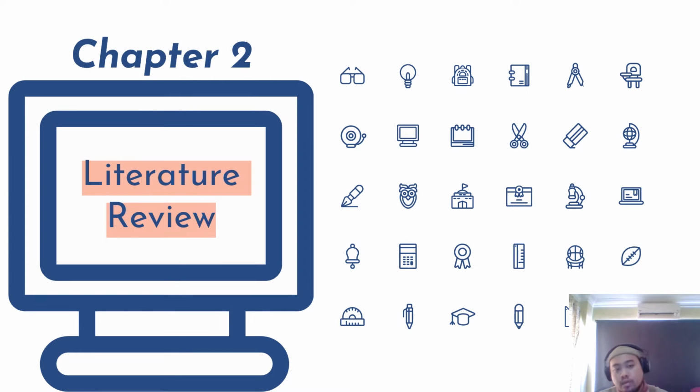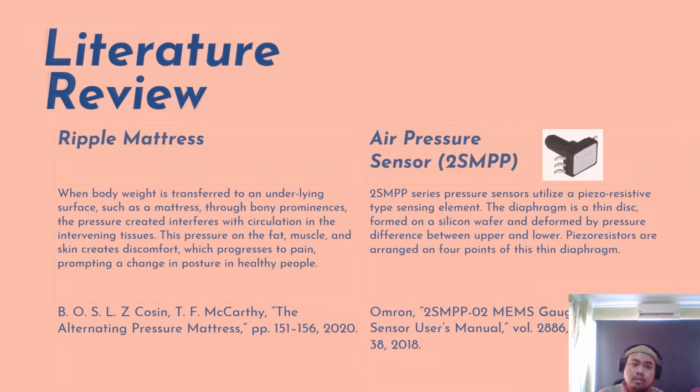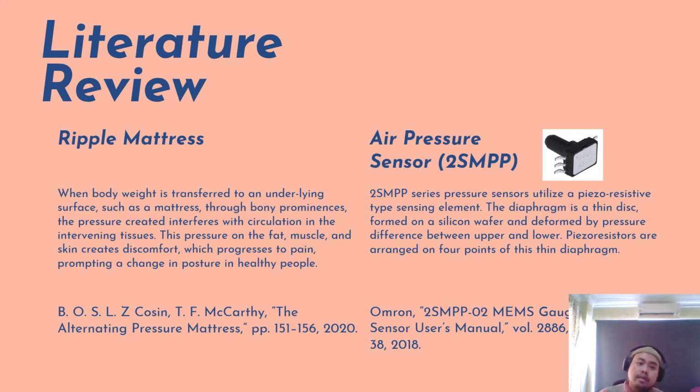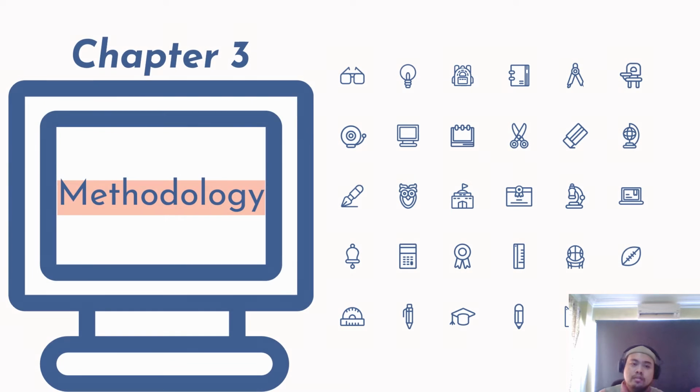This is chapter 2. This is the literature review. So we have the Ripple mattress itself and air pressure. This is one of the air pressure sensors that we studied, but this sensor we may not use in our project. So chapter 3, the method that will be used.